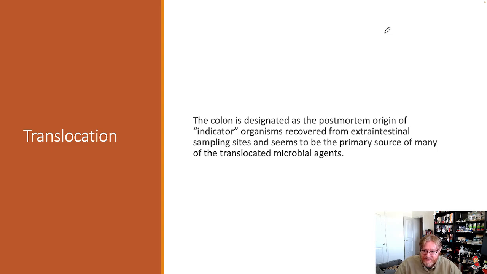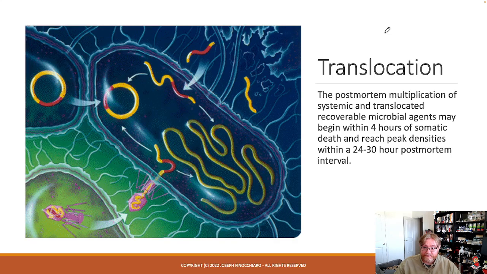The colon is designated as the postmortem origin of indicator organisms recovered from extraintestinal sampling sites and seems to be the primary source of many of the translocated microbial agents. This is not surprising. We have an awful lot of microorganisms in our digestive system, and left unchecked, they can do really bad things. The postmortem multiplication of systemic and translocated recoverable microbial agents may begin within 4 hours of somatic death and reach peak densities within a 24 to 30 hour postmortem interval.